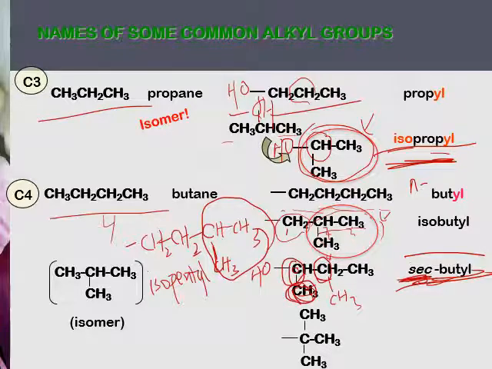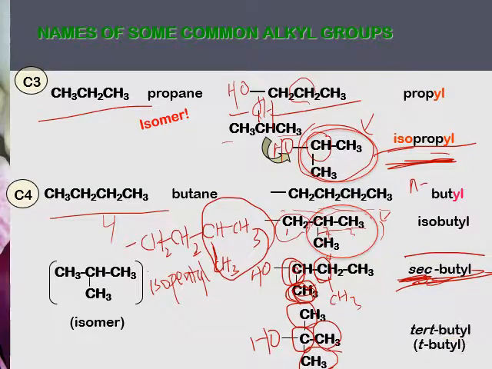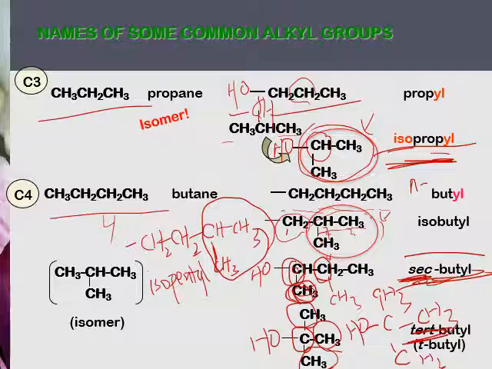On the other hand, the last one, the carbon that is attached to a functional group has 3 carbons, 1, 2, 3, and this kind of group is called tertiary butyl. Okay, so tertiary means a carbon that is attached to 3 carbons. So this tertiary butyl can attach to, again, alcohol. That's called tertiary butyl alcohol. Okay.